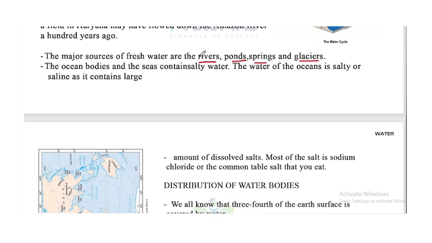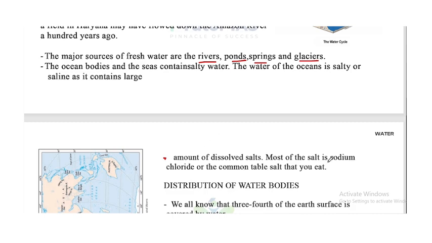So these are the major sources of fresh water. The ocean bodies and the seas contain salty water. We know the ocean contains salt water. The water of the ocean is salty or saline as it contains a large amount of dissolved salt. So it is very saline in nature.